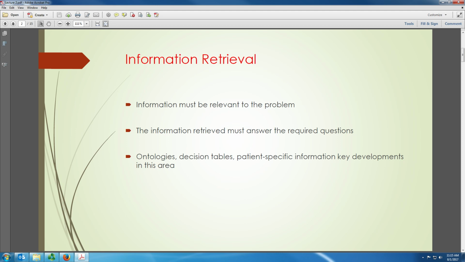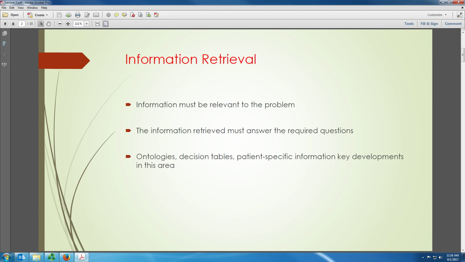Sometimes we walk into a meeting and you want to talk on a particular specific topic. And then there are individuals who keep talking and talking about some different things that have nothing to do with the main objective of the meeting, and that leads to digression. Information retrieval should not be like that. Information retrieved should pertain to that specific problem or that specific question that we are trying to answer.